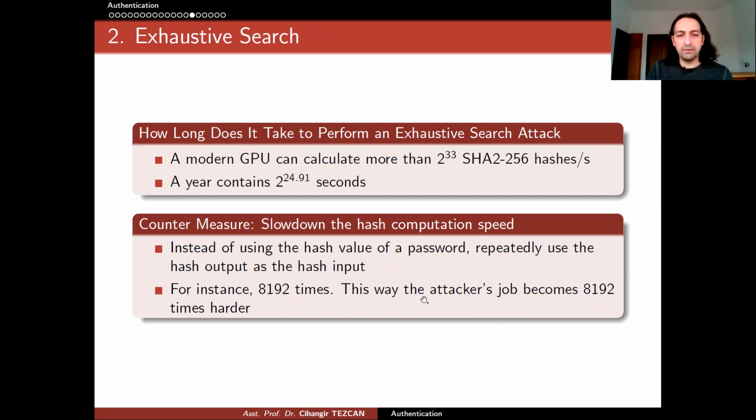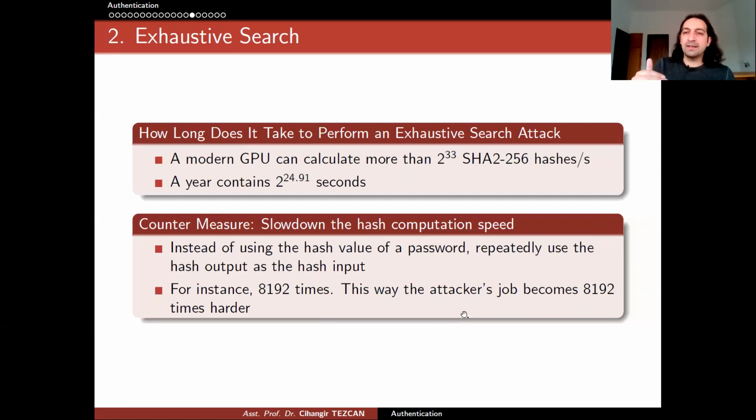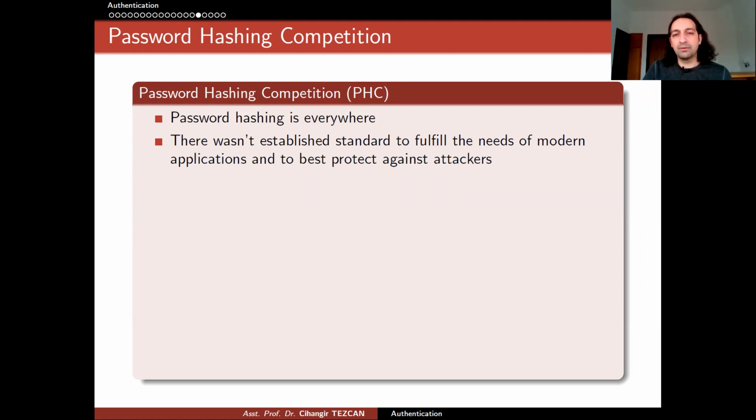So before giving a few examples about this process, I will mention a password hashing competition, because at this point you can realize that I'm giving you a way to store passwords, but this is not a standard or anything, right? This is what we have come up with during the previous years because we have seen what the attacker can do, and now we are suggesting you use a salt value and take the hash thousands of times. But this is not a standard. For this reason, people decided to come up with an agreed upon method. For this reason, they designed a competition called password hashing, because password hashing is everywhere, and there was a need for an established standard to fulfill the needs of modern applications and to best protect against attackers.